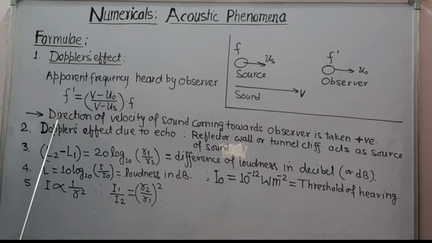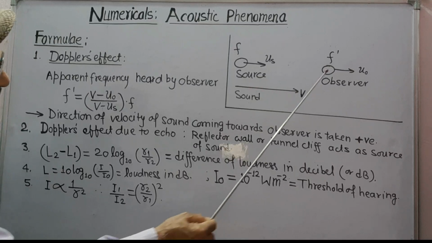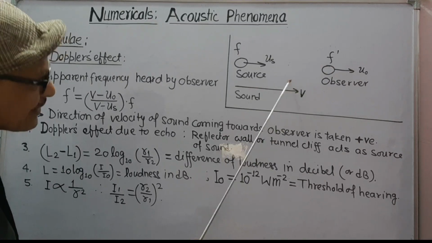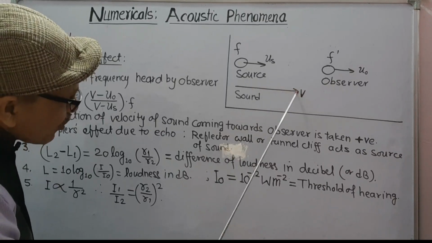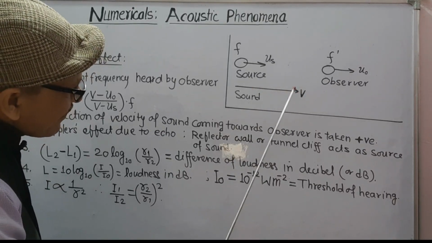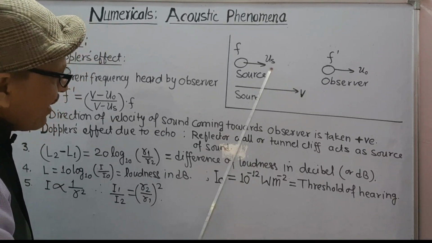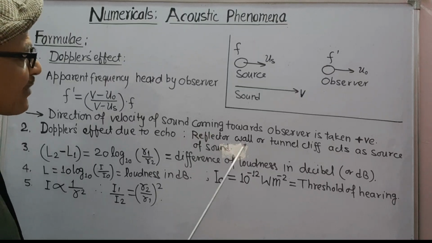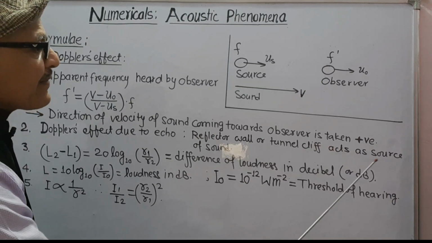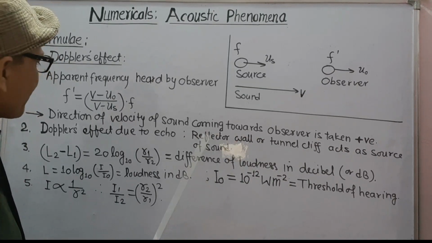Now it is noteworthy that the velocity of sound coming towards the observer is always taken positive. So this is the positive direction of sound. Next, Doppler's effect due to echo. Reflector wall or tunnel cliff acts as source of sound.